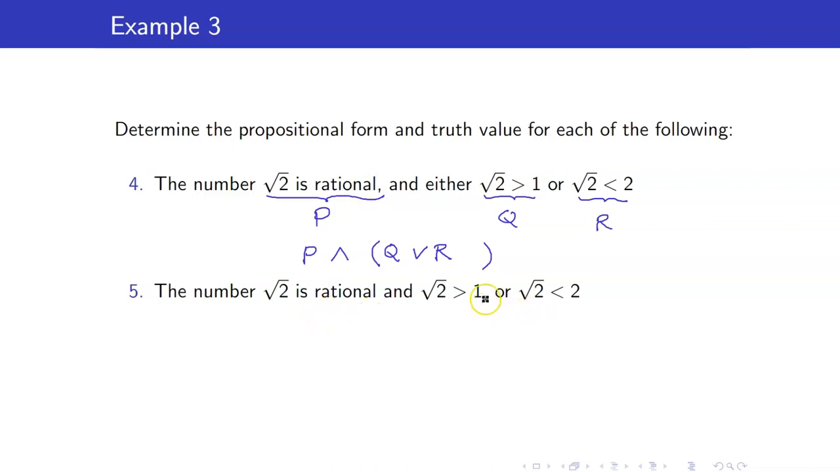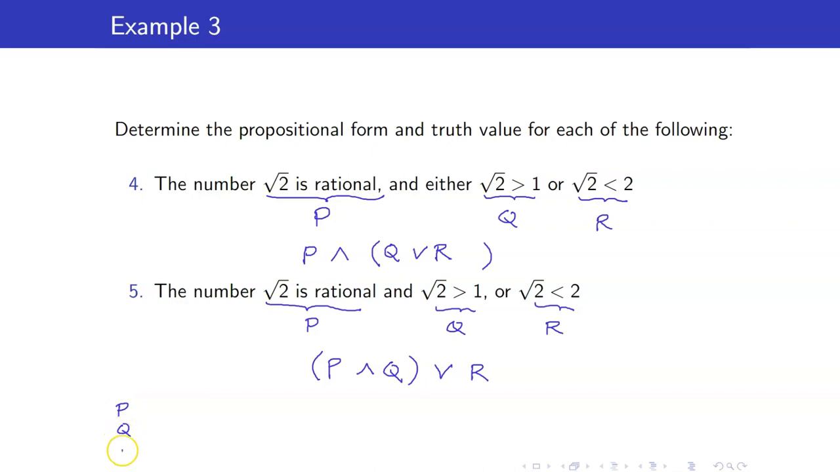Next, for this one, the comma is in here. This is P, this is Q, and this is R. So therefore, what is the propositional form? We have P and Q. The comma is there, so we have a parenthesis here, and then OR. I have OR R. What are the truth values?